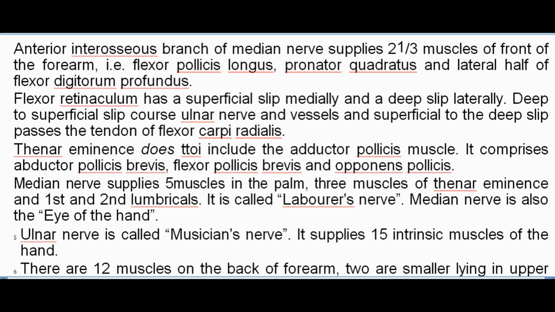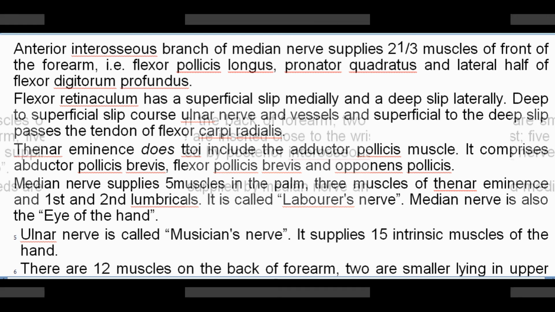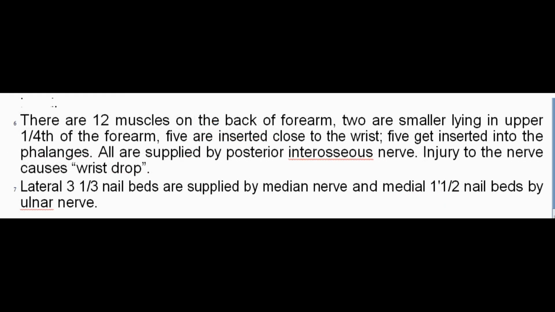The median nerve is also the eye of the hand. The ulnar nerve is called the musician's nerve. It supplies 15 intrinsic muscles of the hand. There are 12 muscles on the back of the forearm: 2 are smaller, lying in the upper one-fourth of the forearm, 5 are inserted close to the wrist, and 5 are inserted into the phalanges. All are supplied by the posterior interosseous nerve.